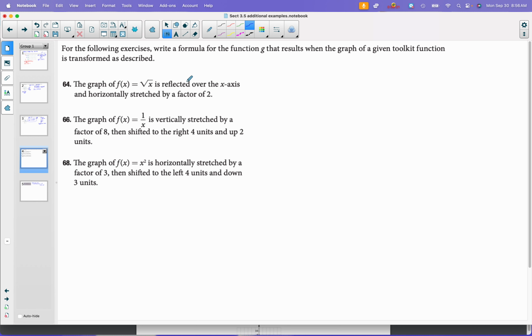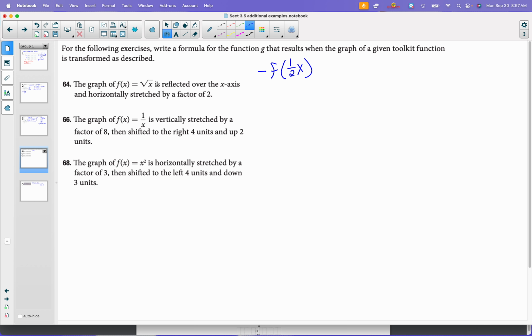So if you are going to reflect over the x-axis and horizontally stretch by a factor of 2, if you look back at your chart, reflecting over the x-axis means that I put a negative sign in front of the f of x. And if I'm horizontally stretching by a factor of 2, remember this is the one that you have to think of backwards. Look back at your chart. What does it mean if it's horizontally stretched? So what I would end up doing is I'm going to have a negative f of 1/2 x.